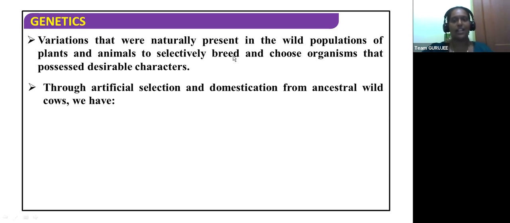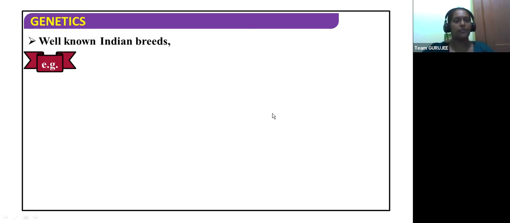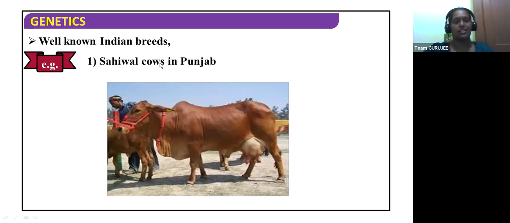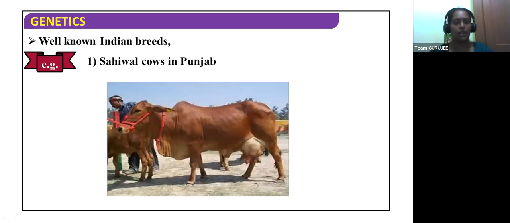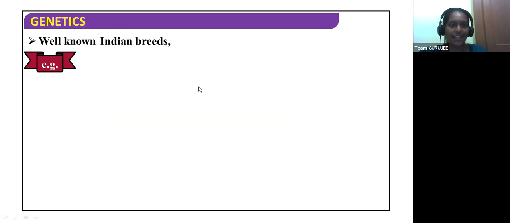Through artificial selection and domestication from ancestral wild cows, we have well-known Indian breeds called the Sahiwal cows in Punjab, which is a huge milk producer. This cow produces the maximum amount of milk, I mean, the quantity is high. You cannot obviously know its quality. Maybe it doesn't meet the standard, but it is good. Okay, not bad. So this is what man has done through artificial selection and outbreeding.